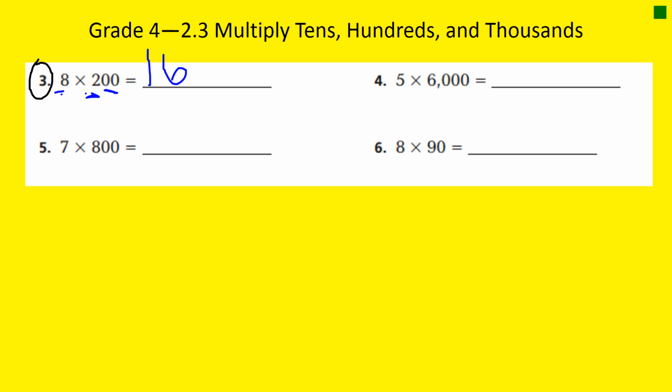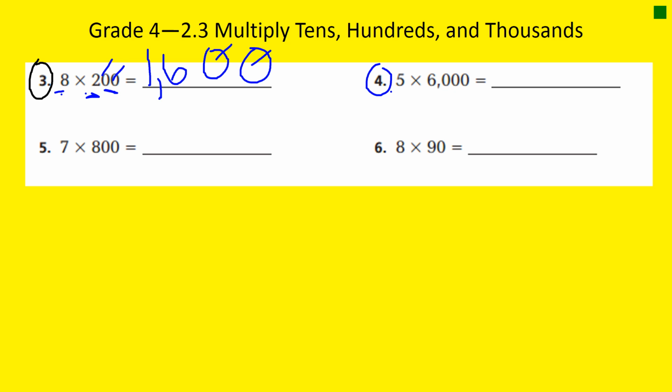But look at that. That's 2 sets of 100. So I'm going to make 16 100 times bigger. That's 10 times bigger. That's 100 times bigger. And if you notice, 1, 2, 1, 2. There's our comma right there. So 8 times 200 is 1,600. Now we shift over here to number 4.